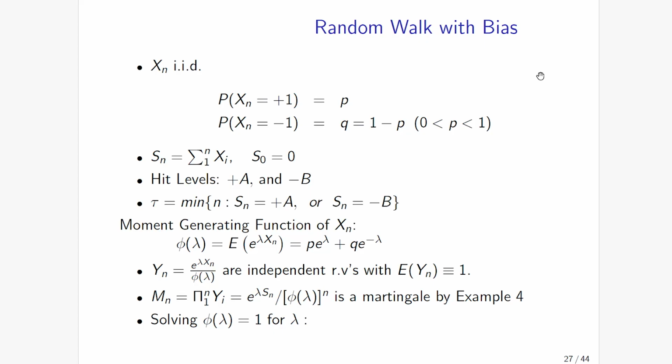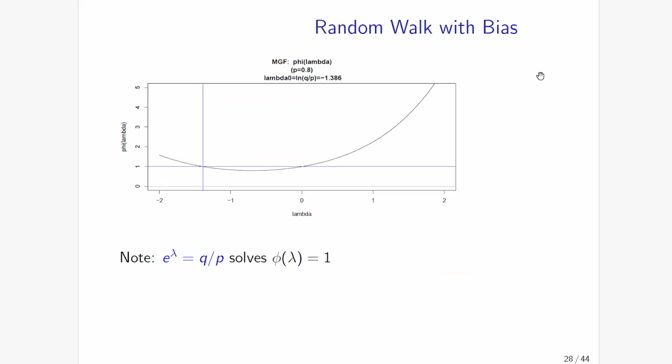And if we solve for the lambda value that makes phi of lambda equal to 1, then for that fixed value of lambda, this Mn is going to be a martingale. It's actually a martingale for any lambda, but in addition, that special case where phi of lambda equals 1. And so if we graph this moment generating function as a function of lambda, we can see that it's equal to 1 when e to the lambda is equal to q over p. So this Mn, for this particular lambda, for which e to the lambda equals q over p, is simply q over p to the power Sn.